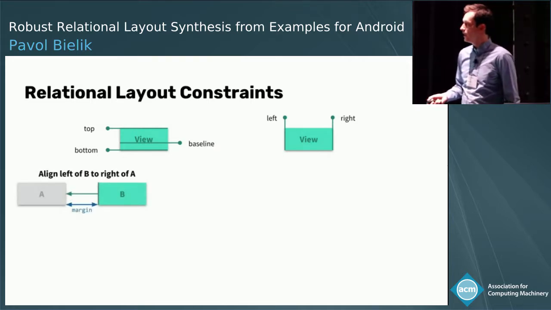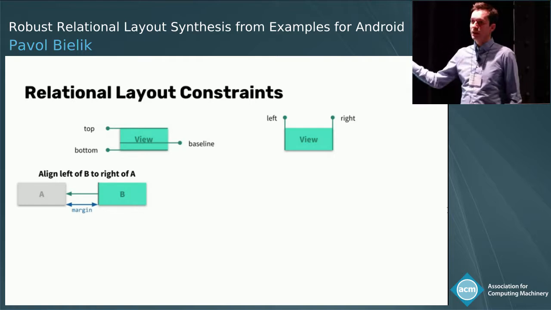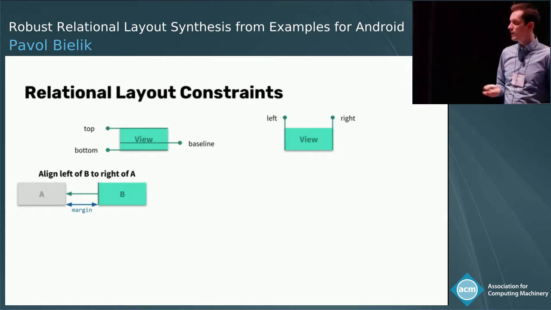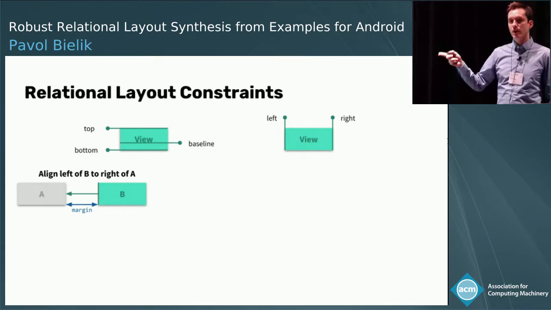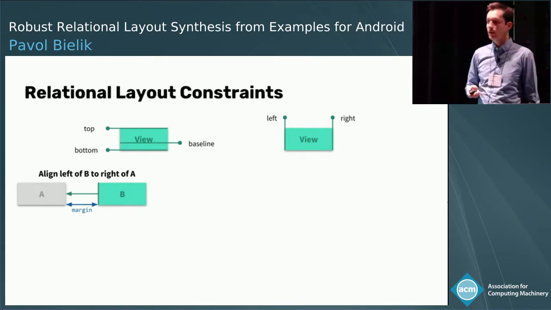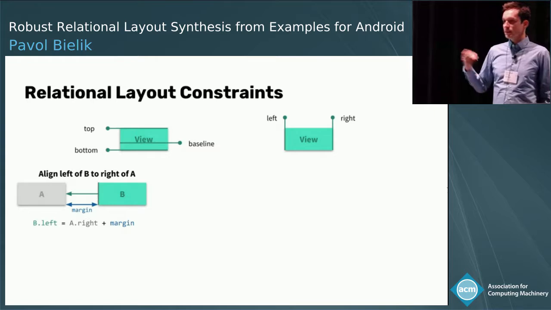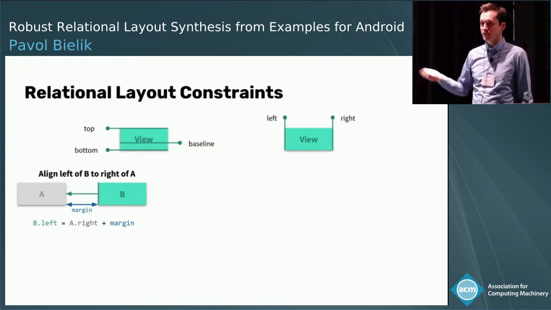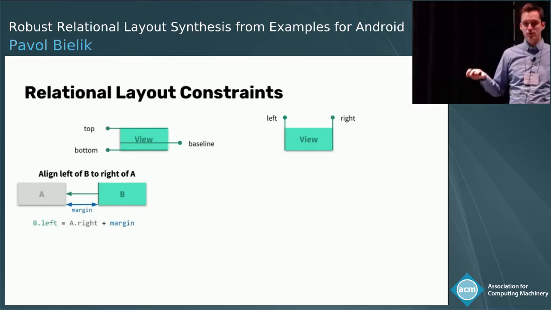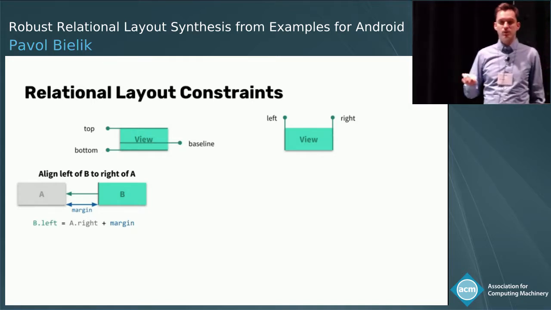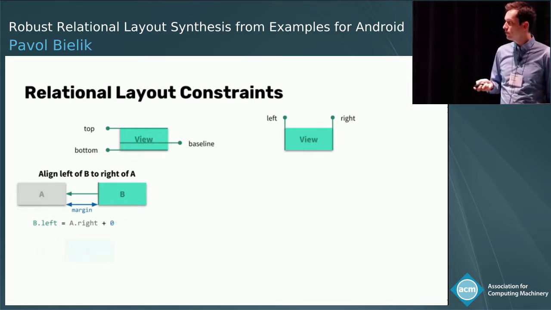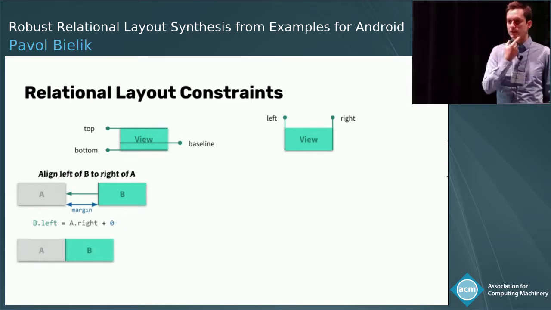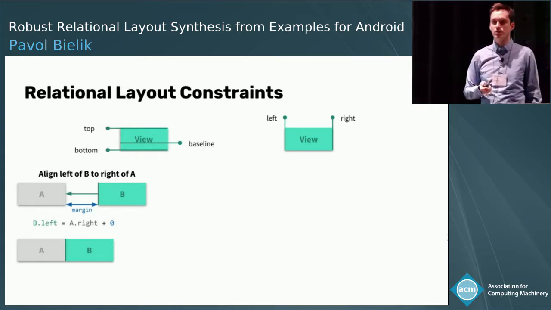So for example, if you want to put the view B to the right of view A, we could say align left edge of the view B to the right edge of the view A with some margin, right? And the semantics of this can be captured with a linear constraint that says exactly this, right? So the left edge of the view B is the right edge of the view A plus some margin. Now, if we set the margin to 0, this would correspond to this. So the views are just next to each other.